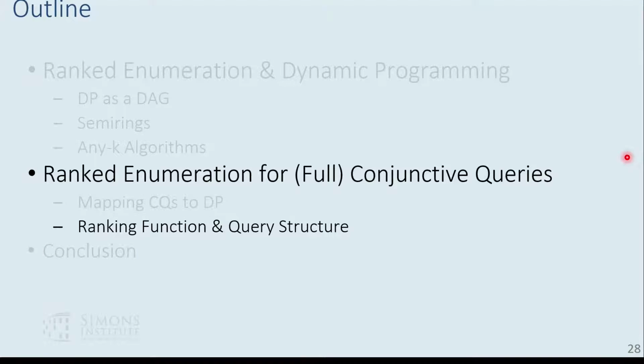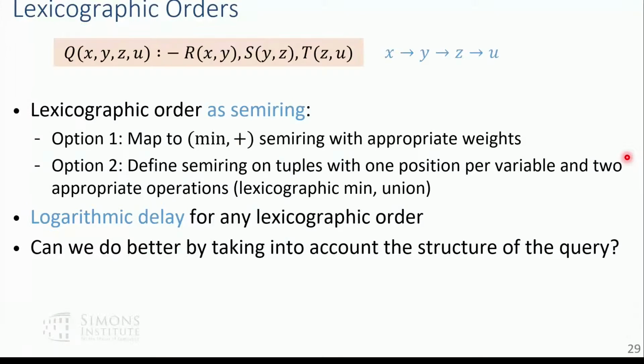Okay, I don't have a lot of time, but I want to highlight one more thing that I think is interesting here, is that so far I've been talking about the ranking function and its monotonicity properties kind of in isolation. But if we take both the ranking function and the query structure into account, we can potentially get more. There are two aspects that I want to show. One is about lexicographic orders, and Nofar will talk more about lexicographic orders in the next talk. In a lexicographic order, the ranking function says we care first about X, then about Y, and so on.